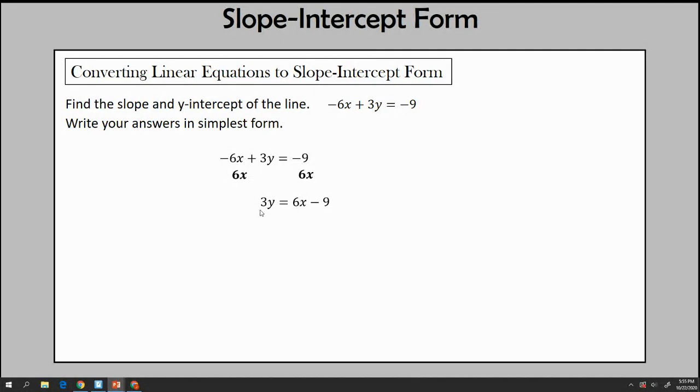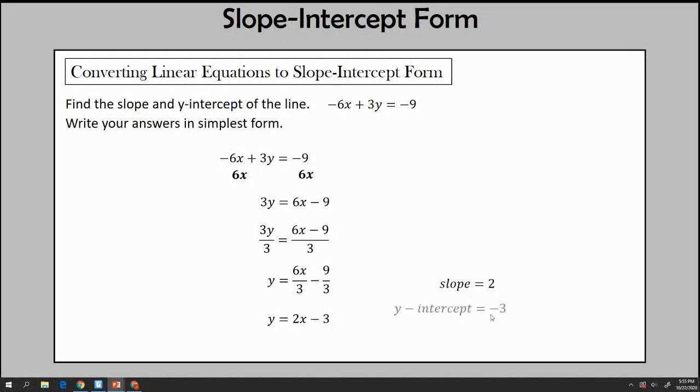Now I want to make the coefficient of y become a 1. So I'm going to divide both sides by 3. Dividing this side by 3 means each one of these gets divided by 3. So I get 6x divided by 3 minus 9 divided by 3. Simplifying each of these, I get y equals 2x minus 3.